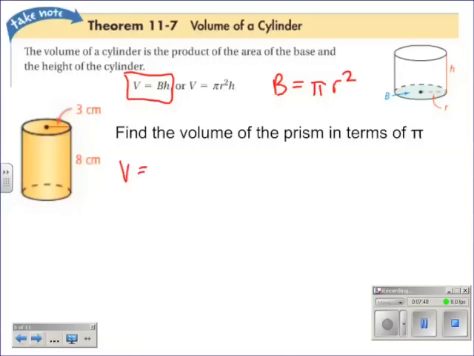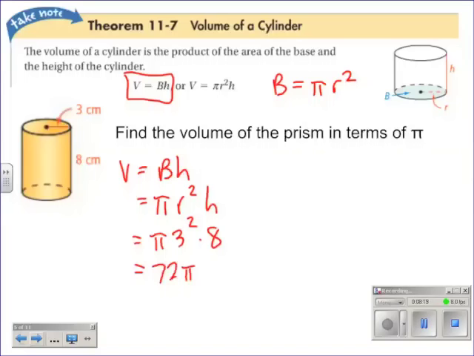So to substitute in here to find the volume of our cylinder on the left, we need to just plug in numbers, and we're given all of the numbers we need. And so this should be an easy problem to evaluate. Our radius is 3, our height is 8. Multiplying 9 times 8 would result in 72 pi. Our units would be centimeters cubed.